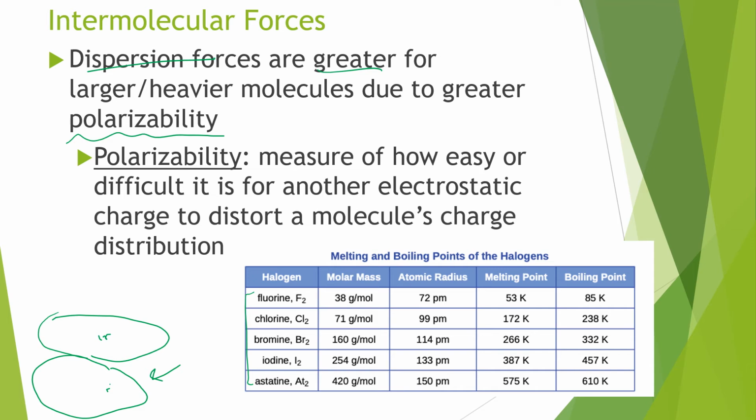The melting point of fluorine is 53 Kelvin, with a molar mass of 38, whereas for iodine it's 387 Kelvin, with a molar mass of 254. So as we increase in our size and our weight, we increase in our intermolecular force. We see that because the melting points and the boiling points are going up.